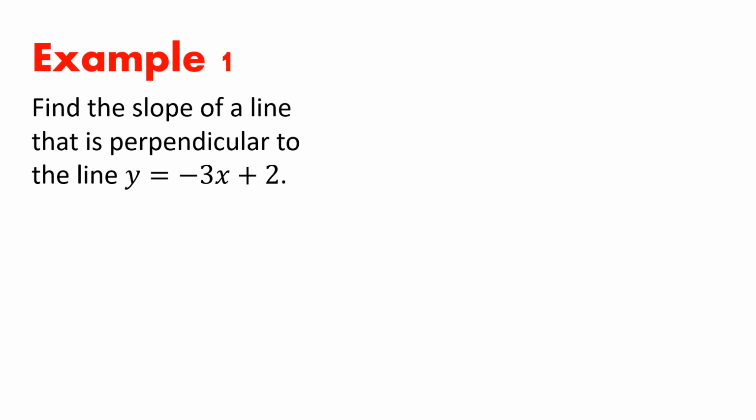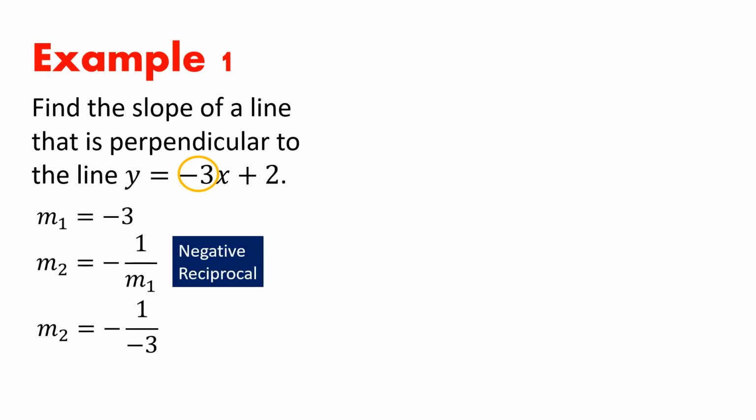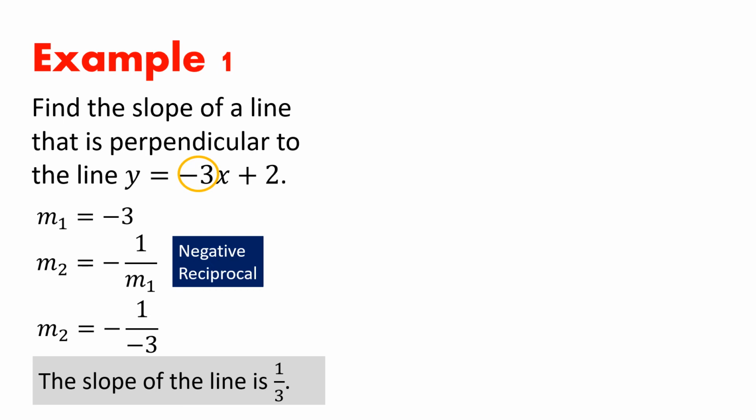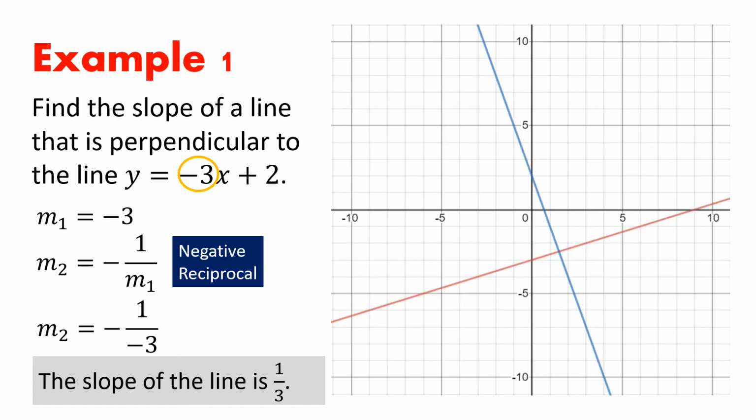In example 1, we are asked to find the slope of a line that is perpendicular to the line y equals negative 3x plus 2. Notice that the slope of the given line is negative 3. So, if a line is perpendicular to this line, the slope must be the negative reciprocal of negative 3. The slope of the line perpendicular to y equals negative 3x plus 2 is 1/3. Let us look at one specific example of a line that is perpendicular to the given line.